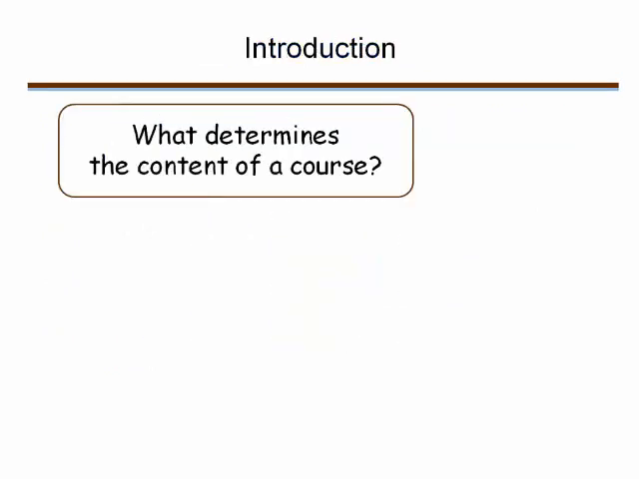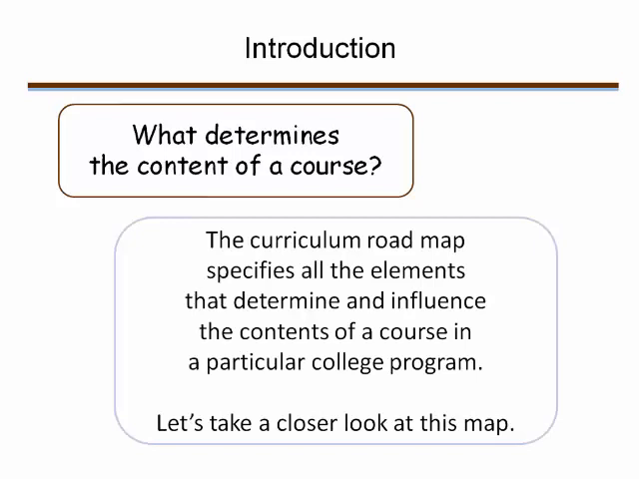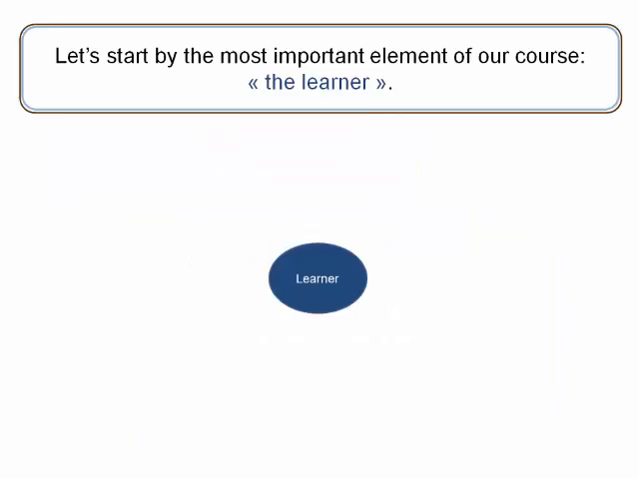What determines the content of a course? The curriculum roadmap specifies all the elements that determine and influence the contents of a course in a particular college program. Let's take a closer look at this map. Let's start with the most important element of our course, the learner.